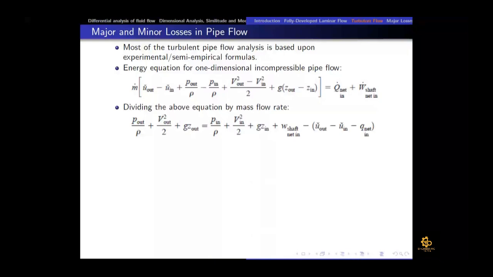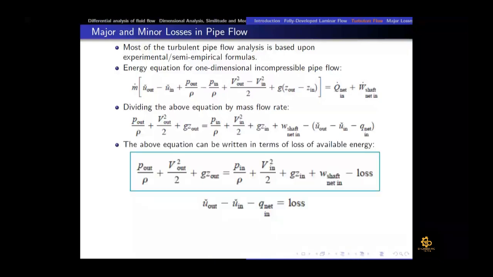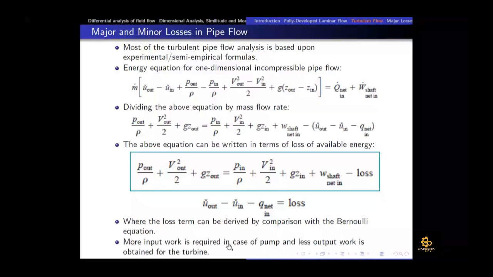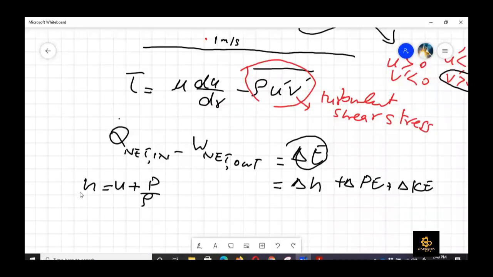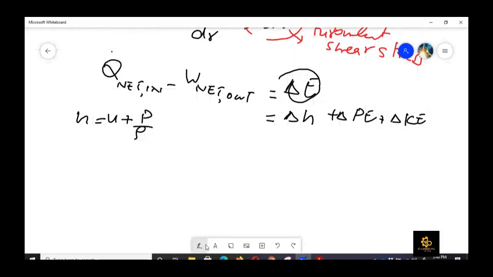So we have written it in terms of loss, and the loss term can be compared with the Bernoulli equation, which we did on the previous slide. More input work is required in the case of a pump, and less output work is obtained from the turbine. If I show you the TS diagram, if you remember your thermo two course, I am very hopeful that you have taken a course of thermodynamics two, maybe.